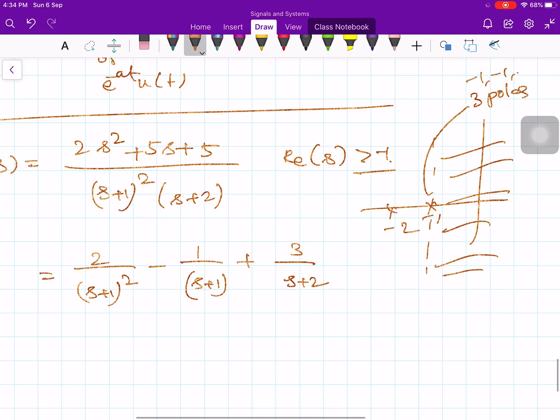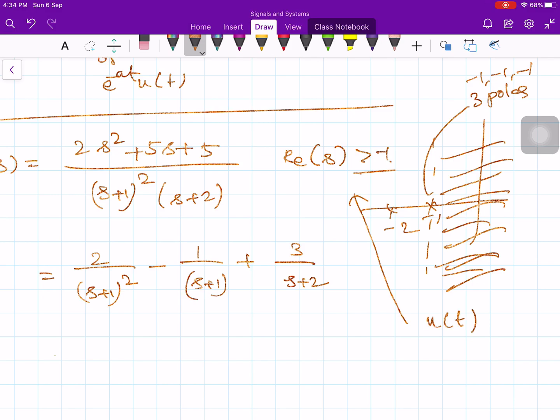So this is my region of convergence. When I say Re of s is greater than minus 1, that means it is a right-sided sequence. Whatever you take the inverse Laplace transform of will be multiplied by u of t. Now in the denominator you have a square term. The first one you can write as 2 times 1 over s plus 1 squared.